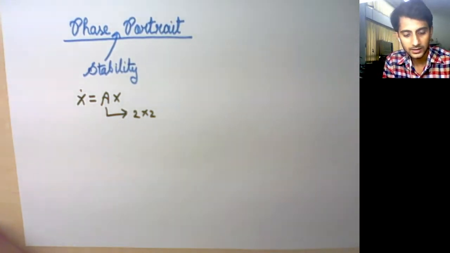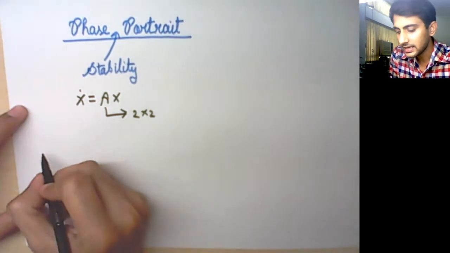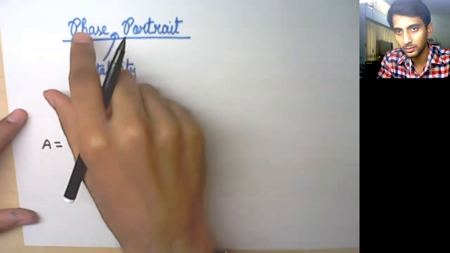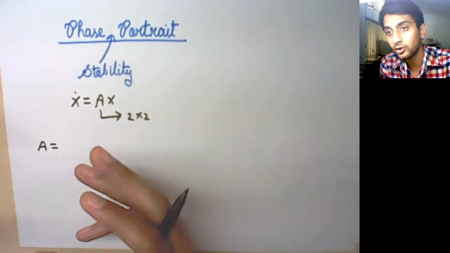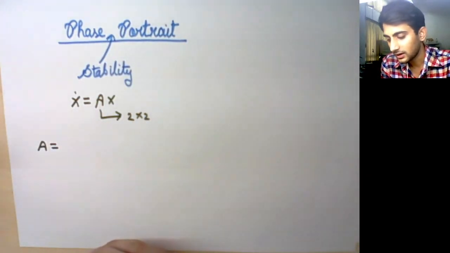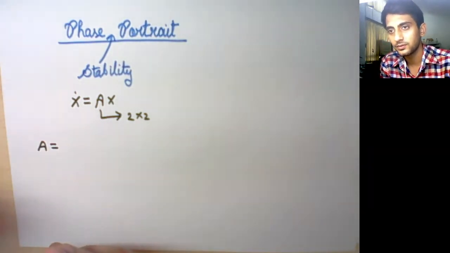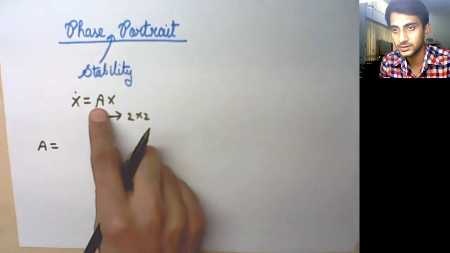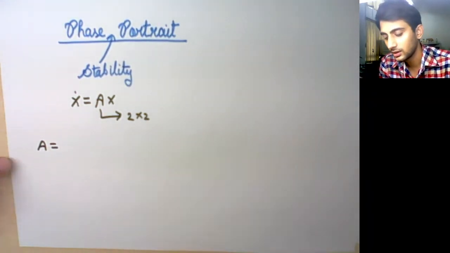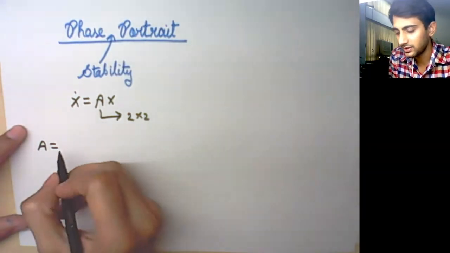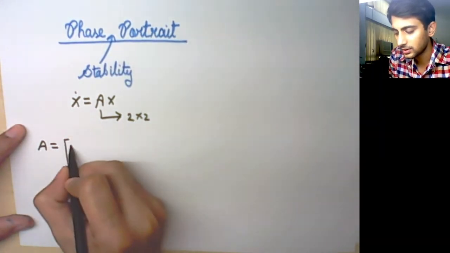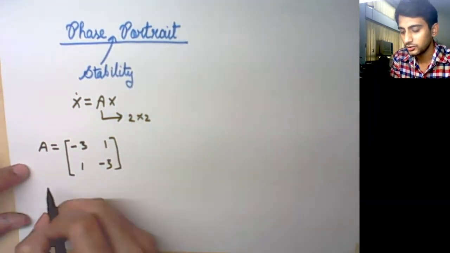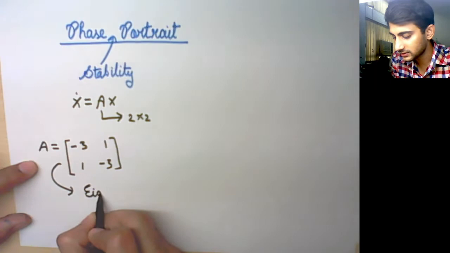That's it. The learning outcome of this particular module will be that on the basis of the nature of eigenvalues of the A matrix, you can infer about the stability of the system, which is dependent on time. So let us take one simple example. A equals minus 3, 1, 1, minus 3. And you need to find out its eigenvalues first.